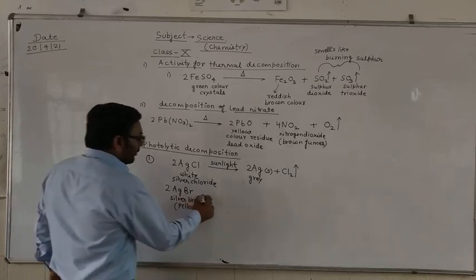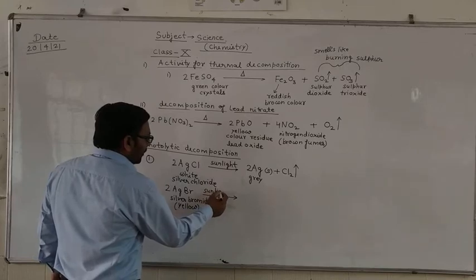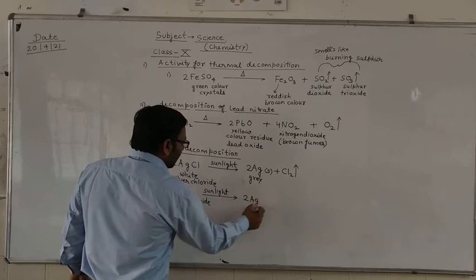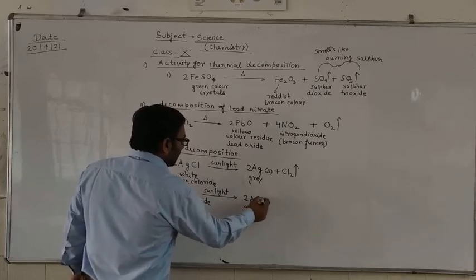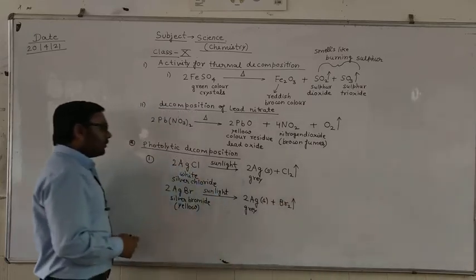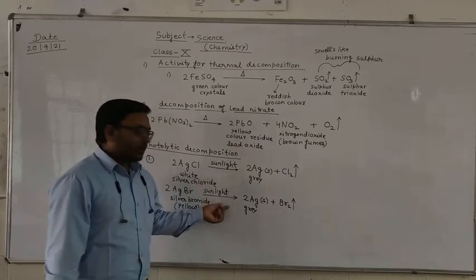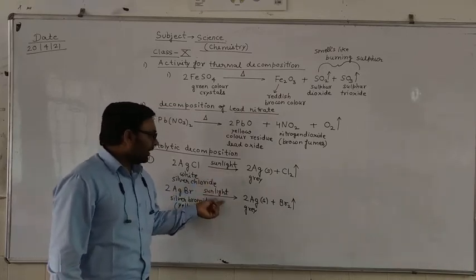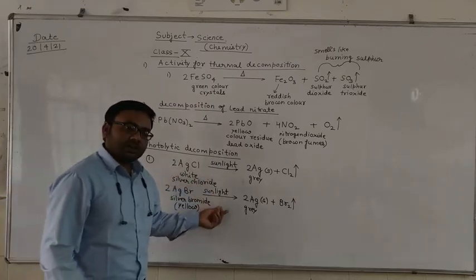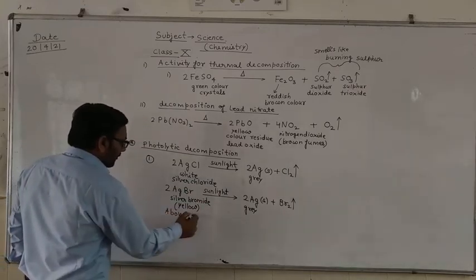What will happen when this yellow color powder is kept in the presence of sunlight? It will again decompose and get converted into silver, which is grey color, along with the release of bromine gas, which escapes into the surrounding. So these are the two equations which confirm that photolytic decomposition, that is decomposition with the help of sunlight, has taken place. These two reactions are very important as they are used in black and white photography.